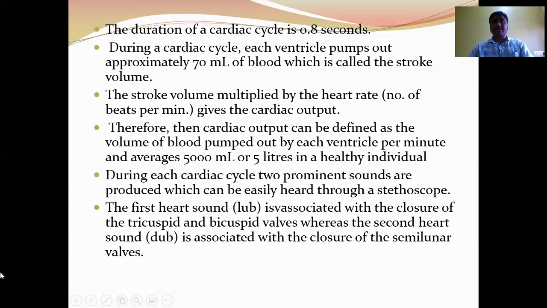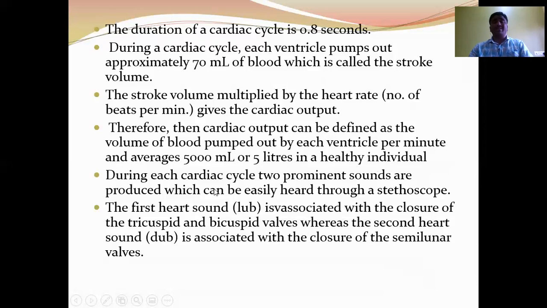Next, during a cardiac cycle, each ventricle pumps out approximately 70 ml of blood, which is called stroke volume. The amount of blood pumped out by each ventricle per beat is called stroke volume. The stroke volume multiplied by the heart rate gives cardiac output. The amount of blood pumped out by each ventricle per minute is called cardiac output, which averages 5000 ml or 5 liters in a healthy individual.